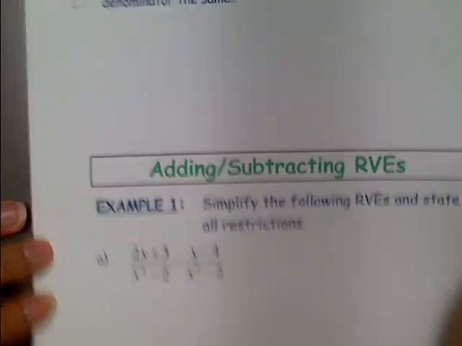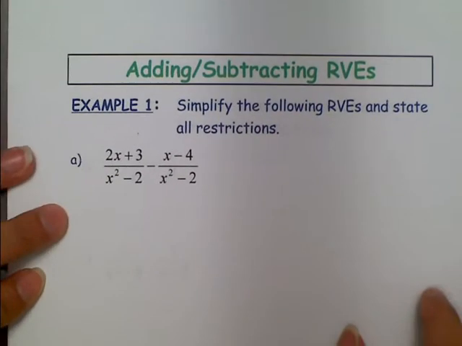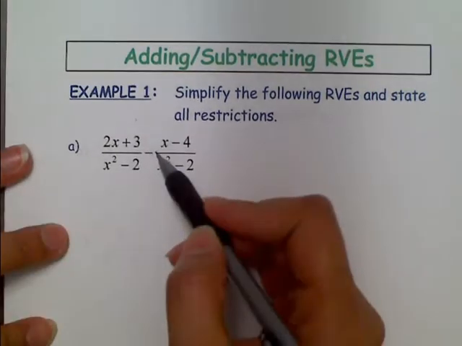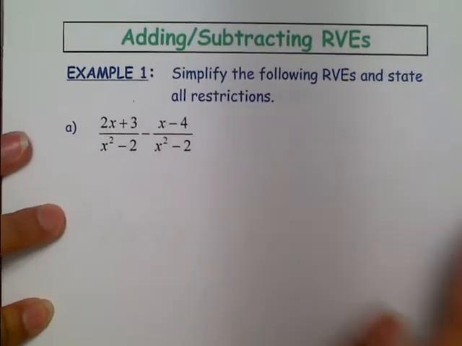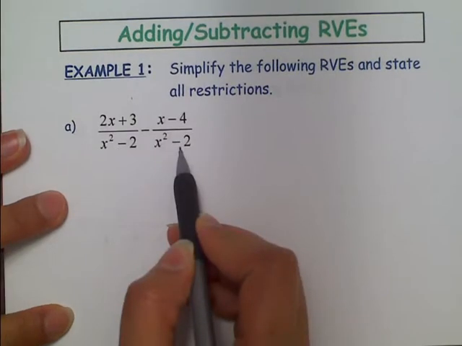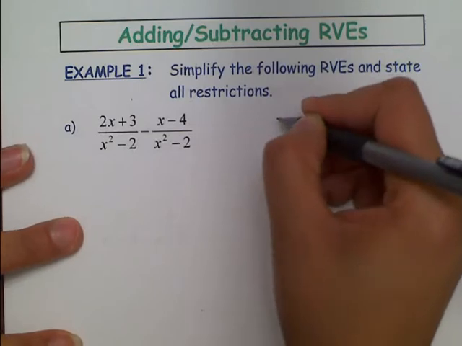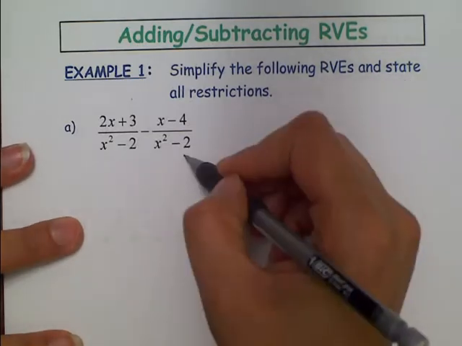So here's our first example. It asks us to simplify the following RVEs and state all restrictions. What you'll notice in this example is that the numerator and denominator are already in factored form. This denominator here cannot be factored any further. So what I could do is state the restriction on the value of x.